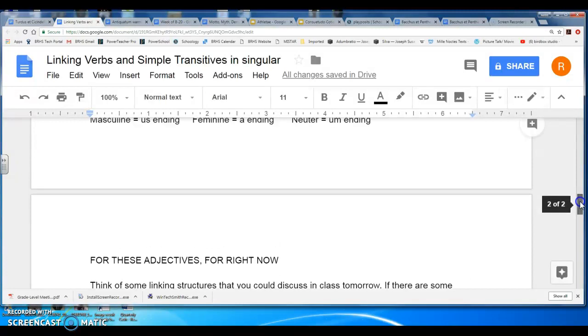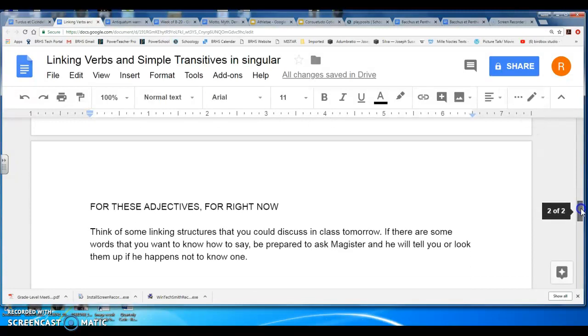Again, this is just a simple review just to get us going again with our grammar with linking verbs and simple transitive verbs.